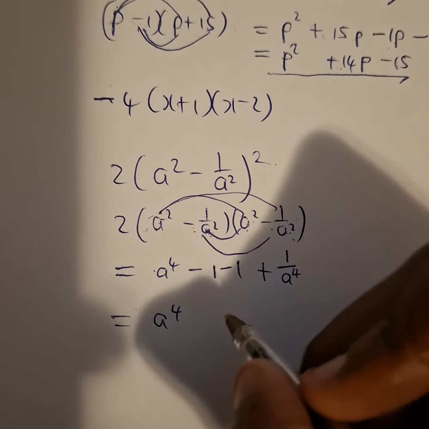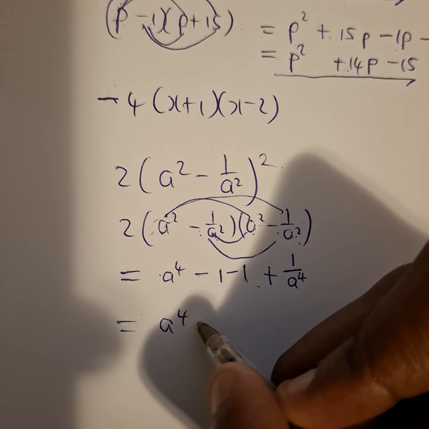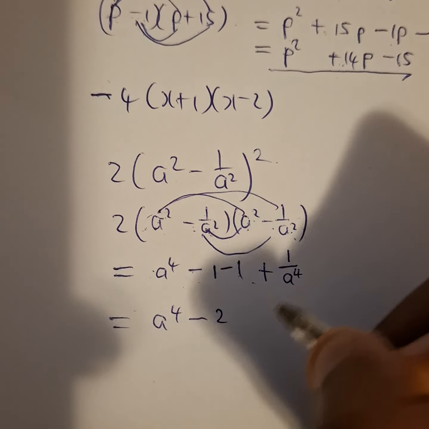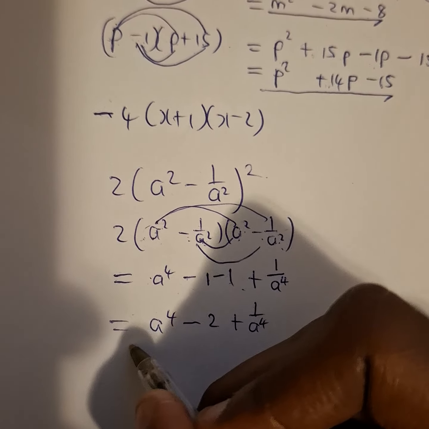Then finally, we get a to the power 4. What's negative 1 minus 1? Okay, because we are adding like terms. Sorry for the siren. Minus 2 plus 1 over a to the power 4.